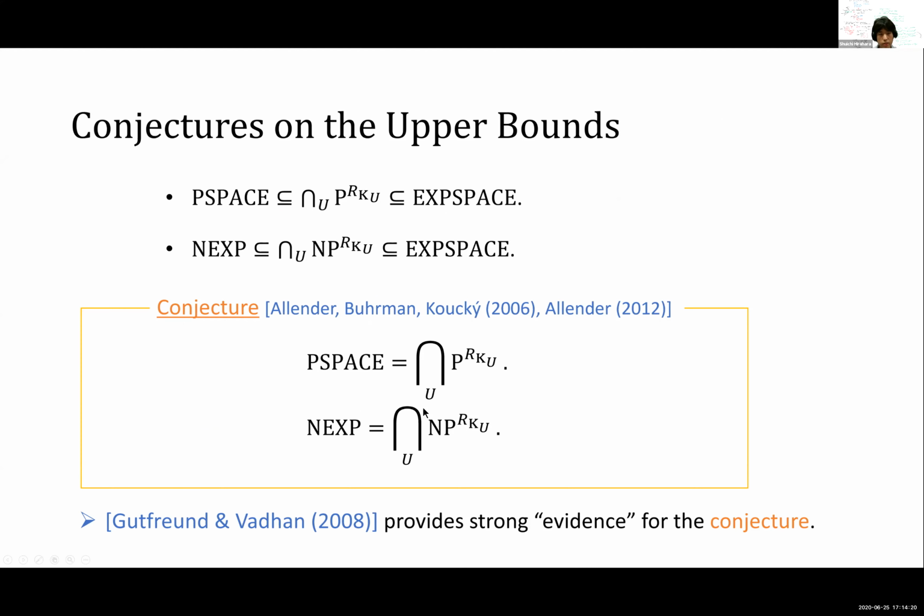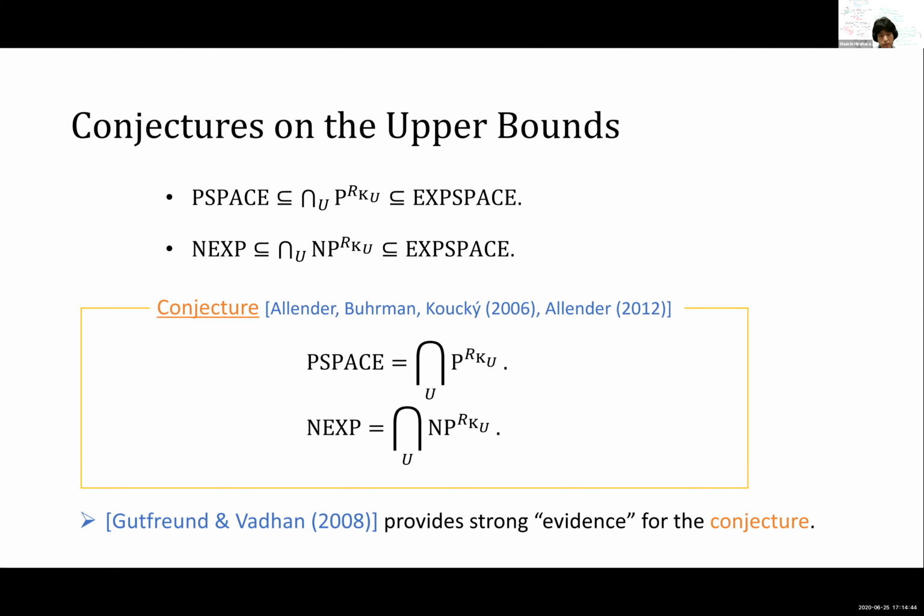Now, given this lower bound and upper bound, the natural question is what is the exact answer? It was conjectured by Arenda et al. that the upper bound should be improved to the lower bound. Namely, the lower bound of PSPACE is exactly tight, and PSPACE should be characterized by the reduction to the set of random strings.